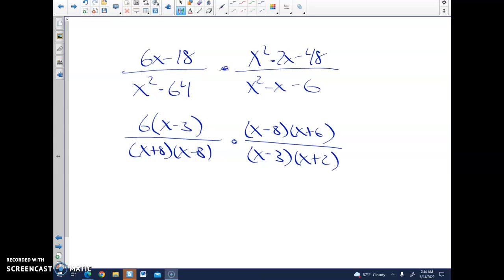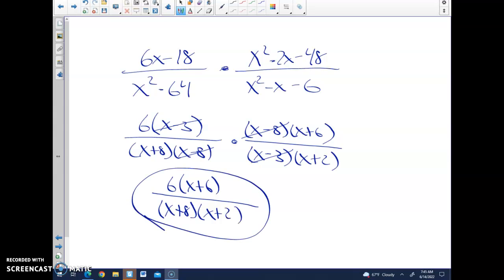Okay? There's nothing vertically to cancel. But x minus 3 and x minus 3 cancels, x minus 8 and x minus 8 cancels. And we're left with 6 times x plus 6 over x plus 8, x plus 2. Here's our answer.